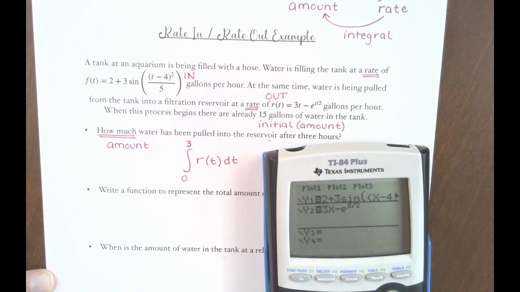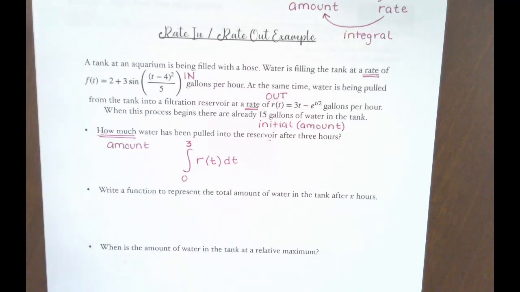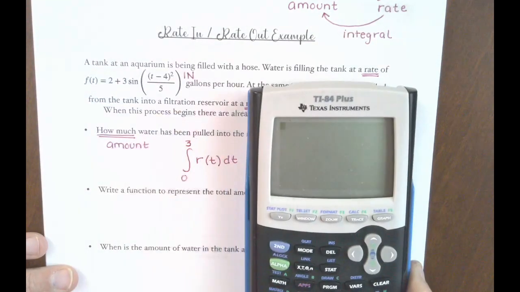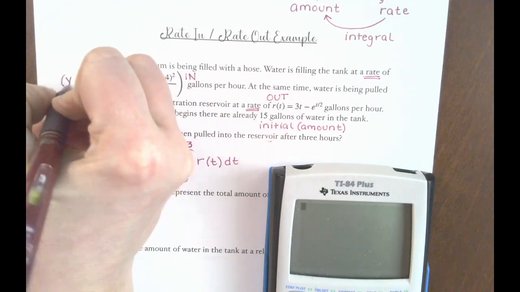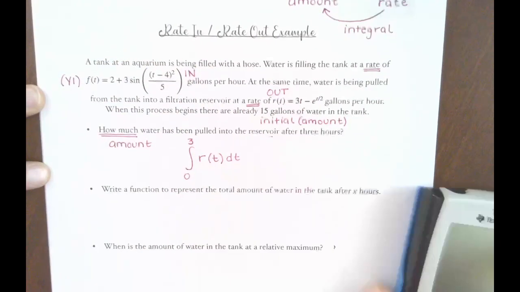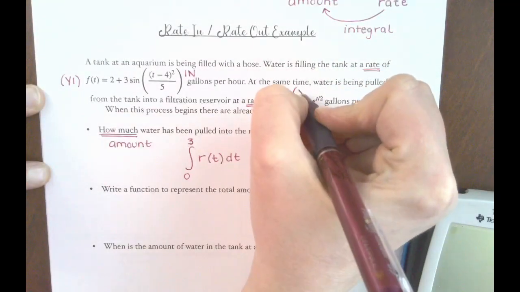I don't really care what the picture looks like, but there's a shortcut that I'm going to use on my calculator to make it so I don't have to keep typing these in over and over again. I do want to make a quick note that this is in Y1, just so I don't forget which is which, and this one is in Y2.